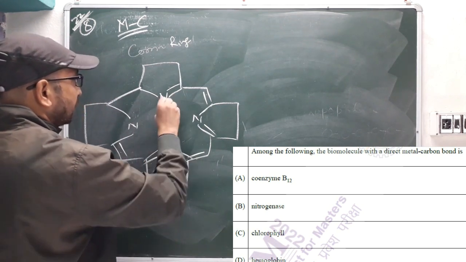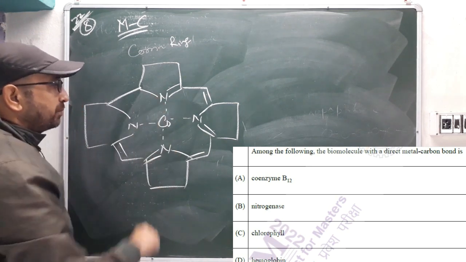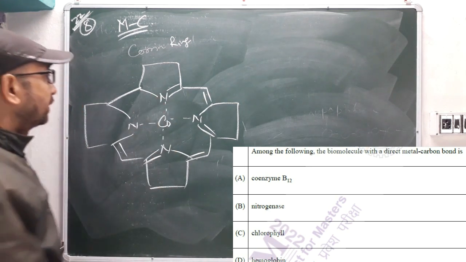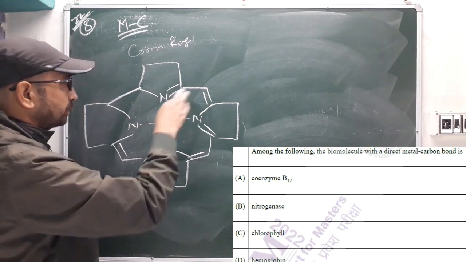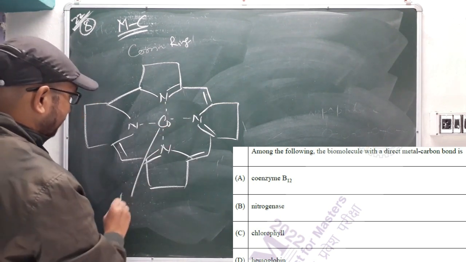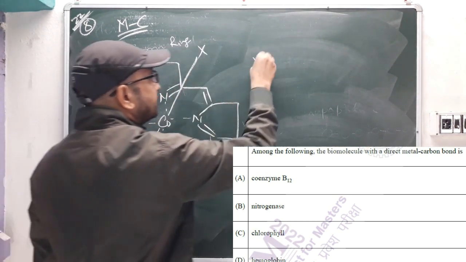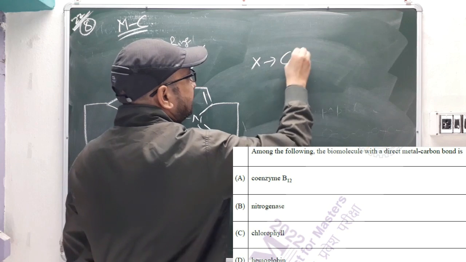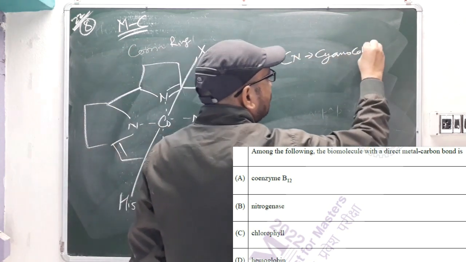In the center it will be cobalt. Okay, there are a 5-membered ring and three 6-membered rings. And then in this cobalt, down it will be added histidine. Here it will be X. Now this X depends on it: if it is a cyano group, then we call it cyanocobalamin.